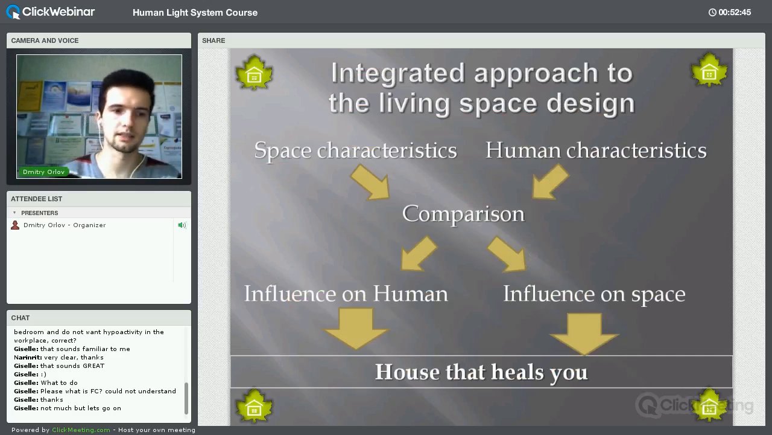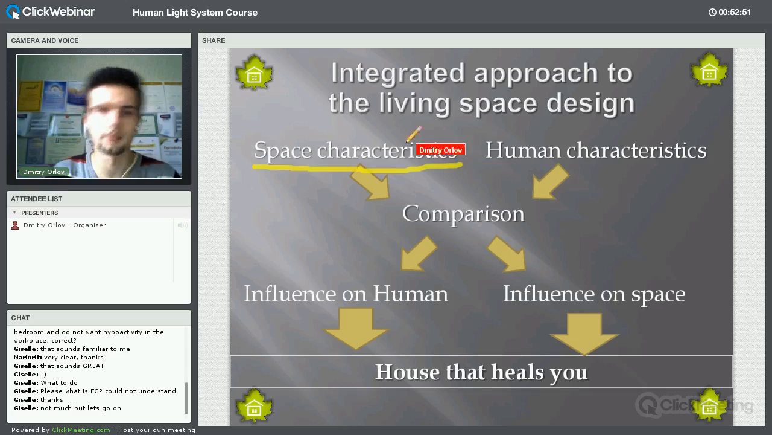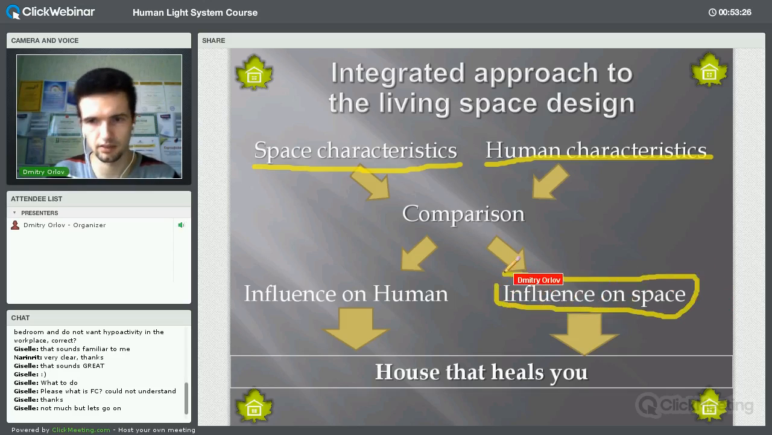How we apply this is that we can study space characteristics, and you remember ecological parameters: electromagnetic fields, electric and magnetic static, the acoustics, the radioactivity, the properties of air, and activity level of space too. And we can study human characteristics and then compare them with each other and try to do something by influencing the space. That's one solution. Or by influencing the human being.